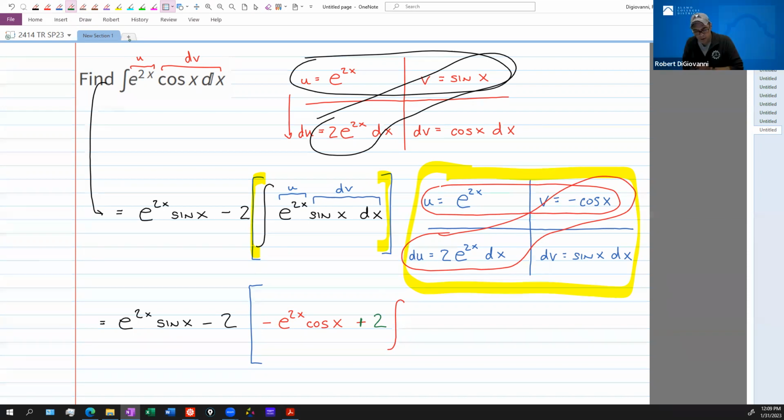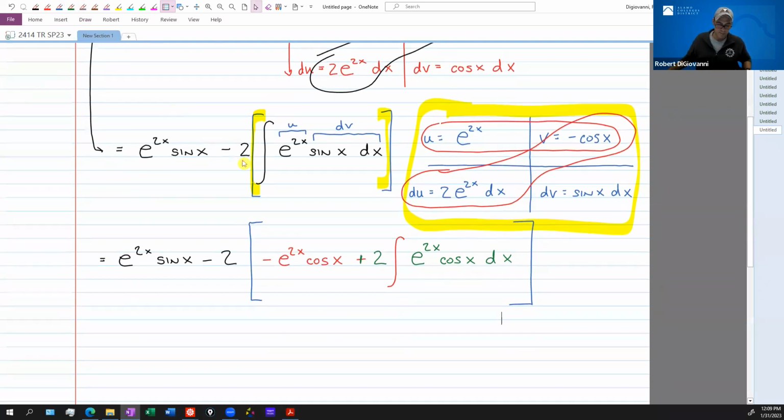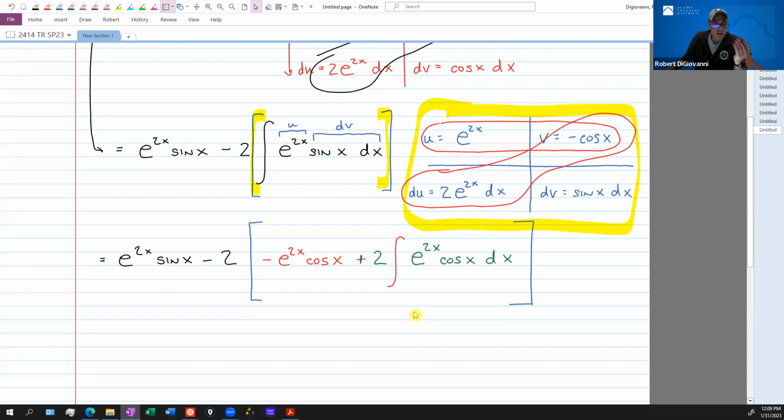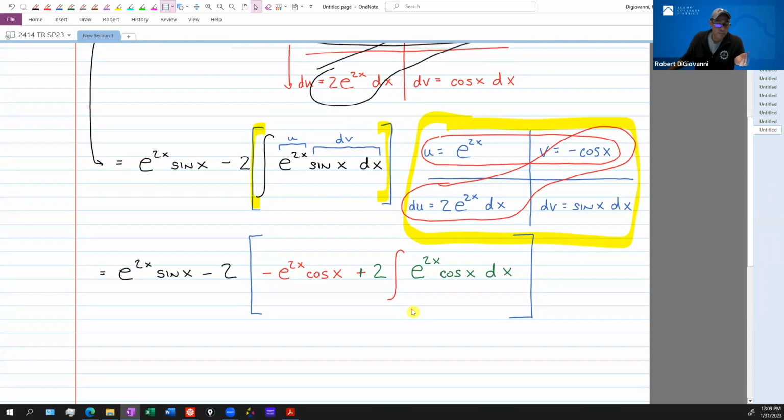Okay, and now inside this integral, we've got e to the 2x cosine x dx, and then it's all sitting inside this bracket. So you look at this and you're like, well, crap, man, I'm back to where I started. My original integral was e to the 2x times cosine x dx, and now I'm asking myself again, what is that? So initially, it does not look like we've gotten anywhere.